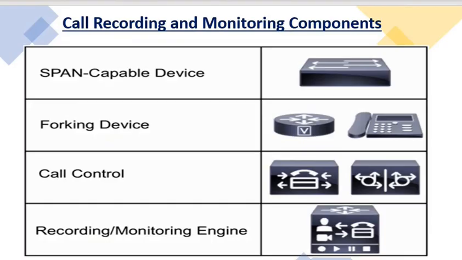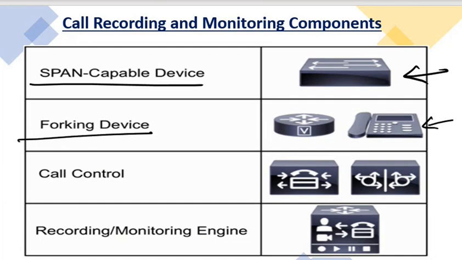So for call recording and monitoring, we have these components. So on the switch, we can configure SPAN. This is a SPAN capable device. Then we have IP phones and we have the ISR routers on which we can perform forking for call monitoring. And so whatever traffic is coming into these devices can be forwarded to the monitoring server.